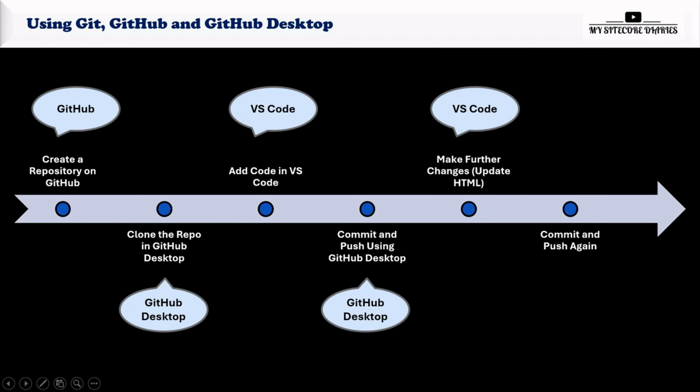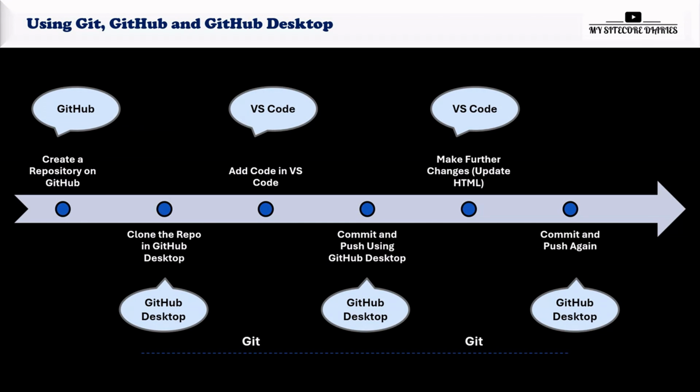Then again at the sixth step, we commit and push again. Just like before, you commit your changes and push them using GitHub Desktop. Keep everything updated and version controlled. So this loop continues as you develop your project: write code, commit that code and push it. The beauty of this workflow is that it keeps your code safe, lets you track the changes and makes collaboration super easy. We will explore this in action in the next video.